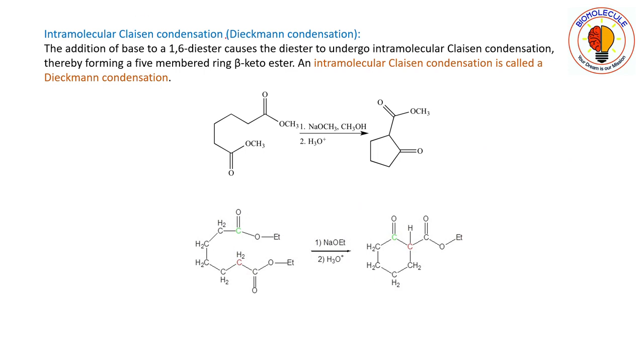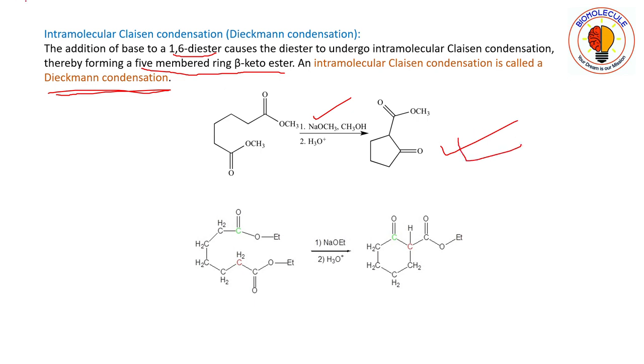Now, intramolecular Claisen condensation, also known as Dieckmann condensation reaction. The addition of a base to a 1,6-diester causes the diester to undergo intramolecular condensation reaction, thereby forming a 5-membered ring beta keto ester. Intramolecular Claisen condensation is called Dieckmann condensation. So here they are taking a 1,6-diester and treating it with the same reagents, that is, treating it with base, and you are getting this compound.